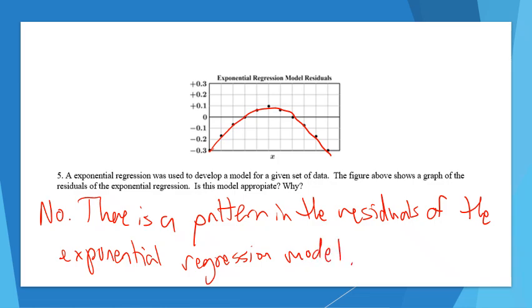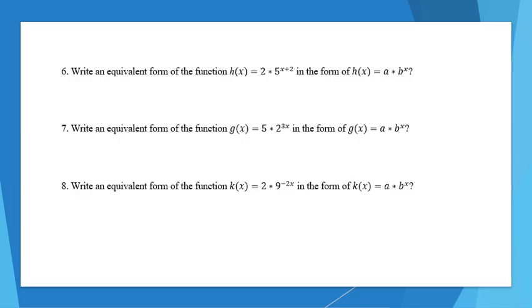Right? So in the residual plot, we see a pattern, and that's why it's not appropriate. Number 6, 7, and 8. This is all pretty much the same thing. This is going to be covering lesson 2.4, exponent or exponential manipulation.